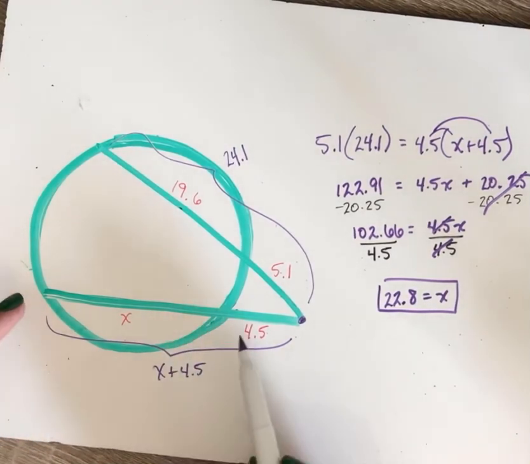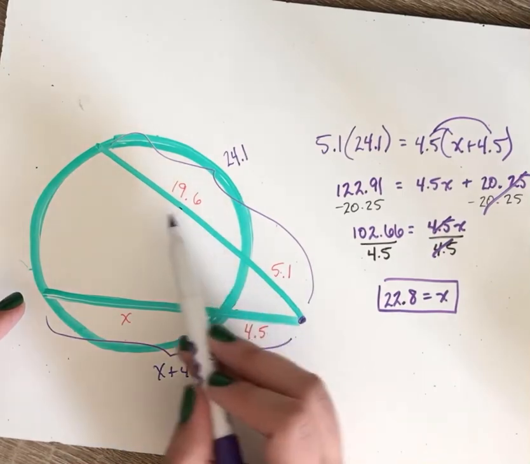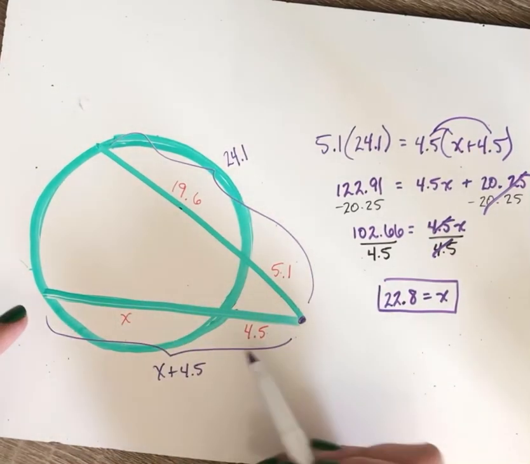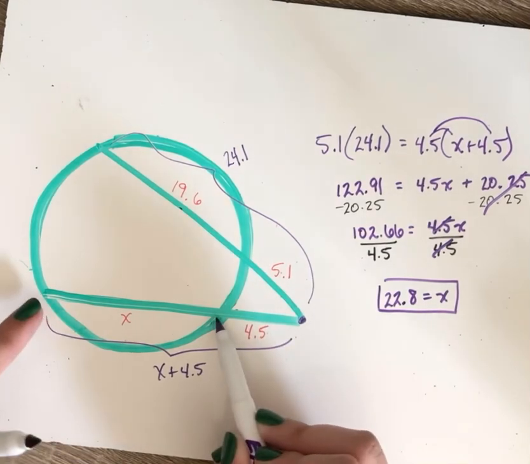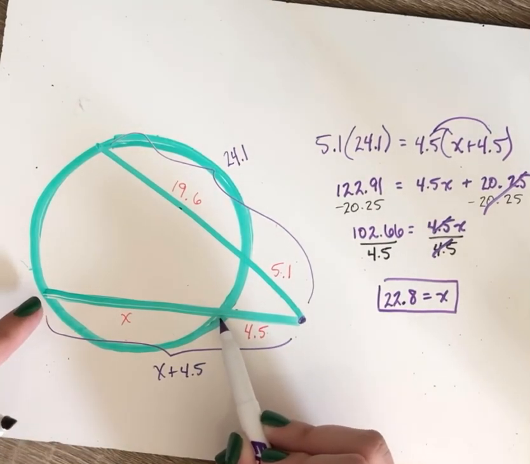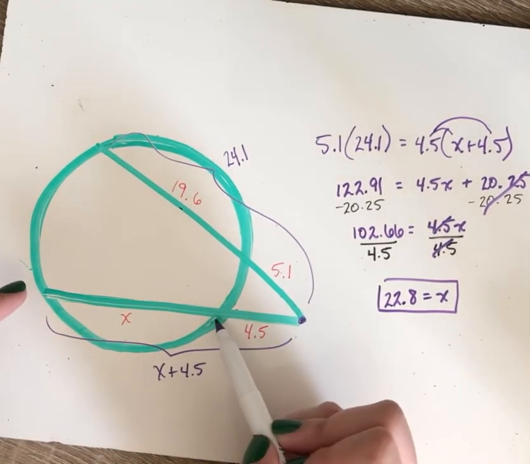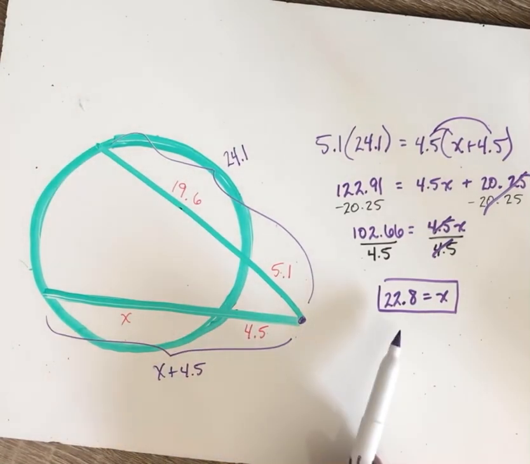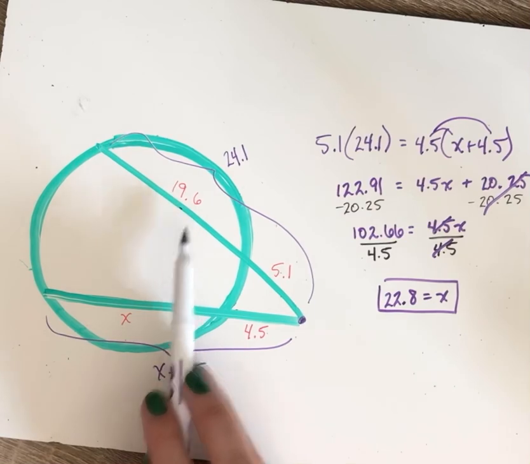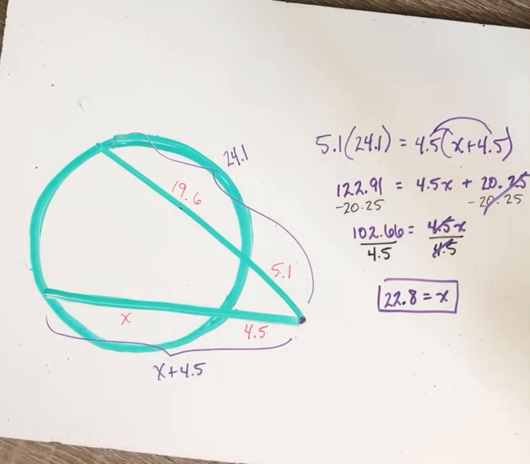Now when I compare that number to the other lengths in this diagram, that seems reasonable. So 4.5 is this little piece. I can see that x should be quite a bit larger than that. Can also see that x appears to be close to this value 19.6. 22.8 is relatively close to 19.6, so that seems like a logical answer.